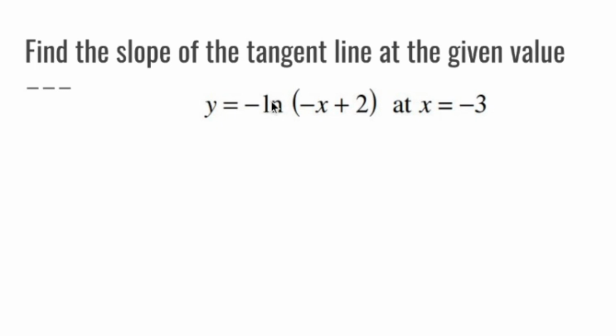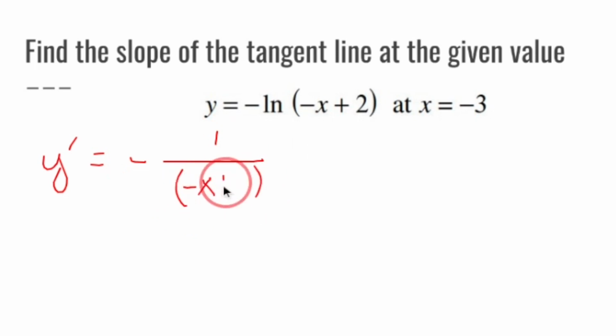Now, the derivative of regular ln of x is 1 over x, but this isn't regular ln of x. So this is going to require chain rule. So chain rule is you take the derivative of the outside stuff. So my outside stuff is -ln. So it's going to be -1 over stuff. You keep the inside stuff.